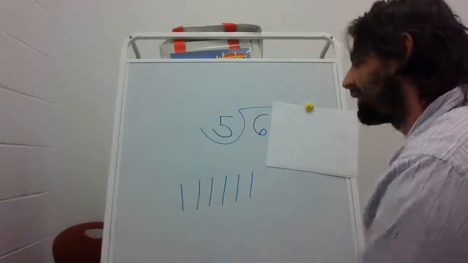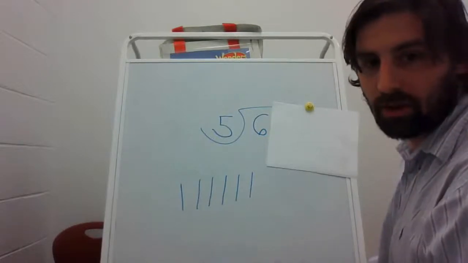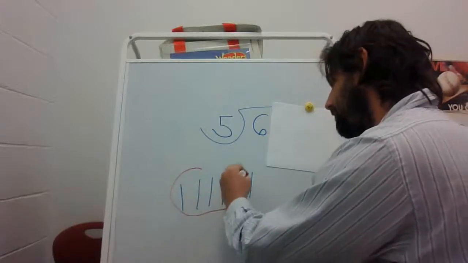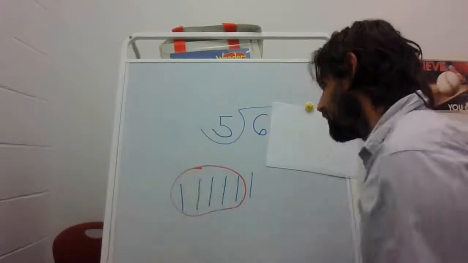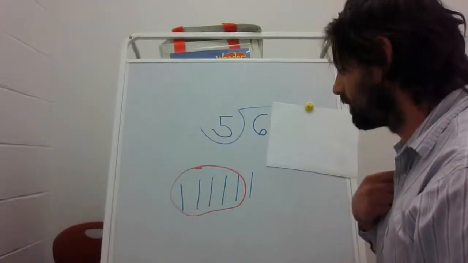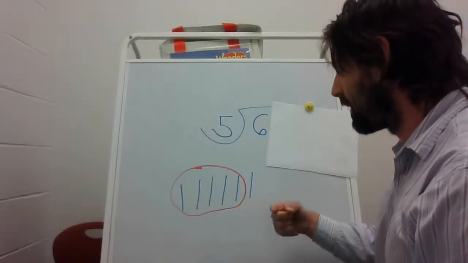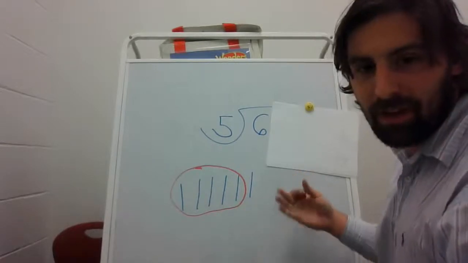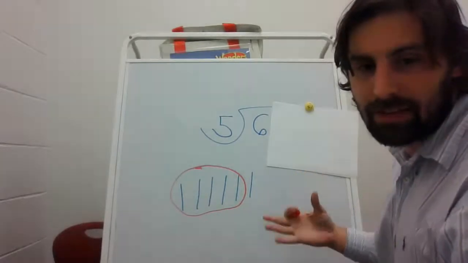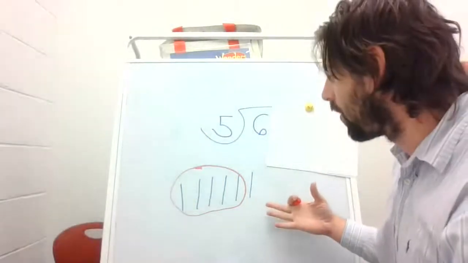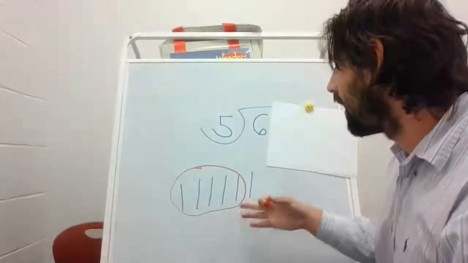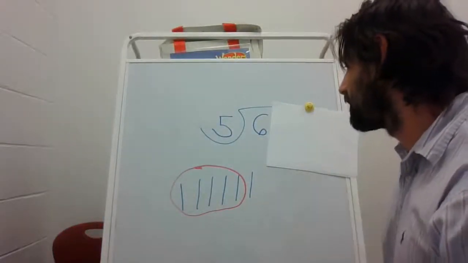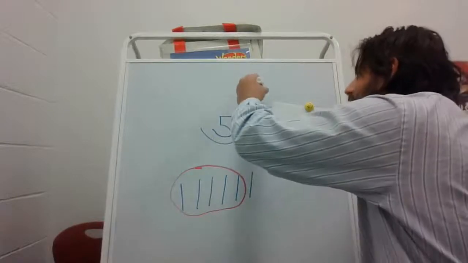Now, around every 5 tallies, I'm going to draw a circle. So 1, 2, 3, 4, 5. So there is, 5 goes into 6 one time. There is one group of 5 within 6. If I did another group of 5, we would have 10 total tallies. We would be beyond 6, so it wouldn't work. We can only get one group of 5 before we pass the number 6 here. So 6 divided by 5 equals 1.